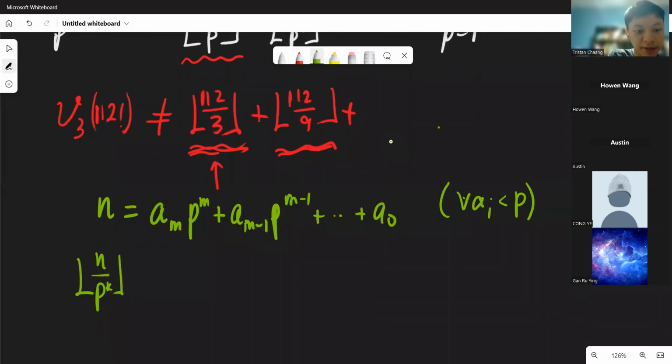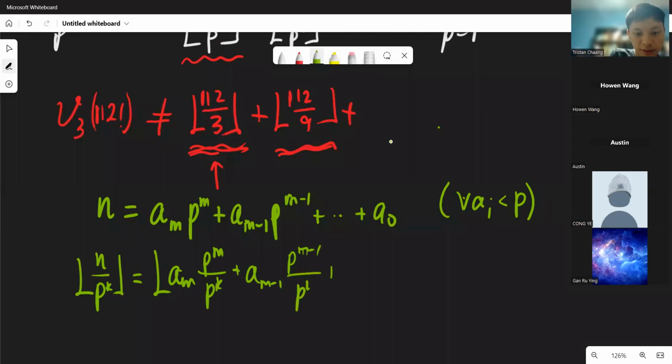So let's write this more nicely. This is p to the, well, first term is a_m p^m over p^k. And then a_(m-1) p^(m-1) over p^k, and so on. And let's say k is less than m, right? If k is more than m plus 1, that case is easy.